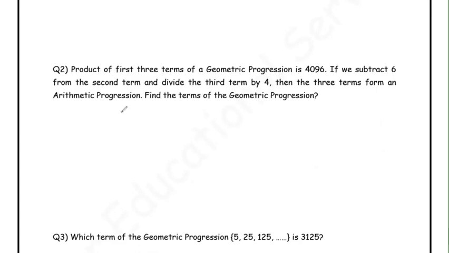So now, one way to solve this quickly is to guess your numbers. What I see out here is that the product of the first 3 terms of a geometric progression is 4096. Now, if I remember, 2 to the power 10 is 1024. 2 to the power 11 is 2048. And 2 to the power 12 is 4096. So it keeps doubling.